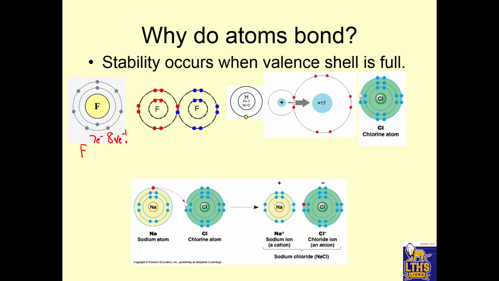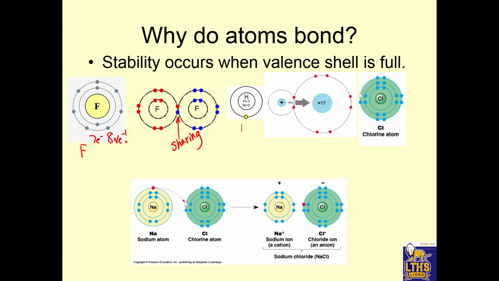8 is great. So if this fluorine atom with its 7 outer electrons and this fluorine atom with its 7 get close enough together so that they can share those two, then they can make a bond and be more stable. And now this fluorine can count that blue one as part of its 8, and that fluorine can count that red one as part of its 8.